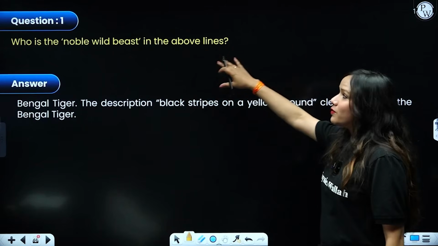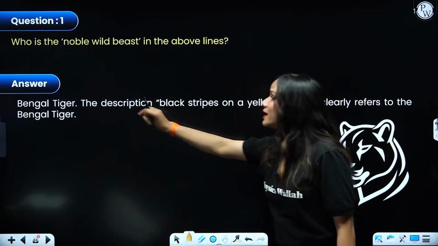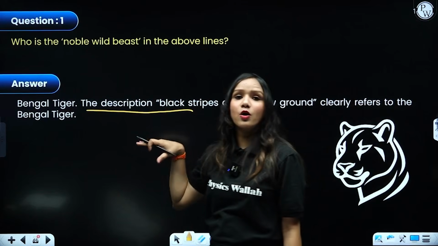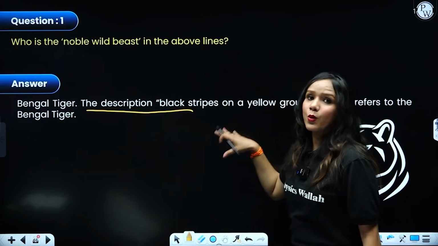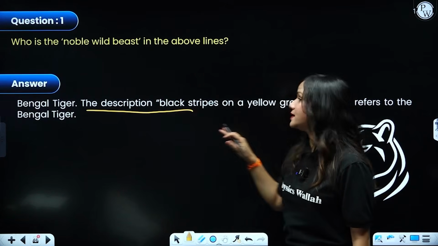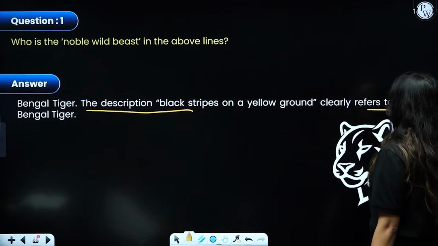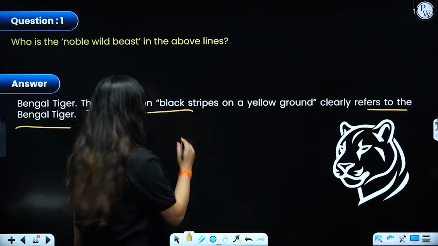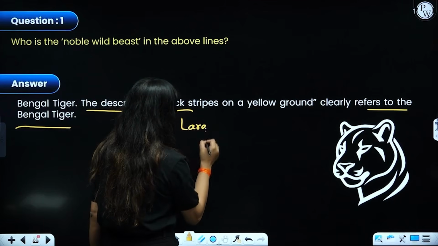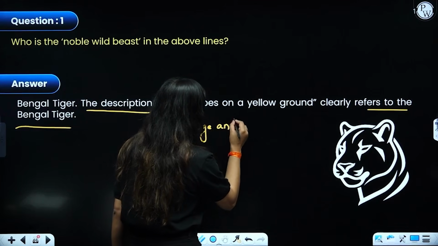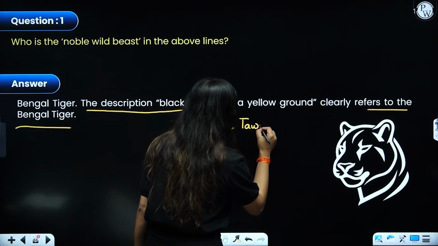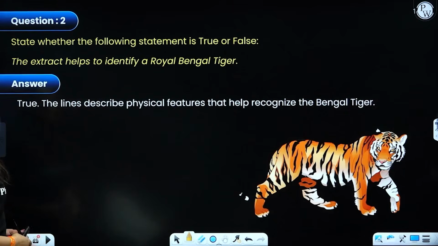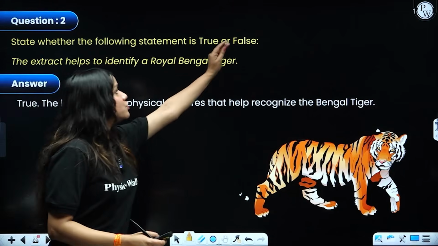So who is the noble wild beast that we are talking about? The noble wild beast is the Bengal tiger. And what is the speciality of this animal, the Bengal tiger? That "on a yellow ground" clearly refers to the one that is large and tawny beast. Got it?